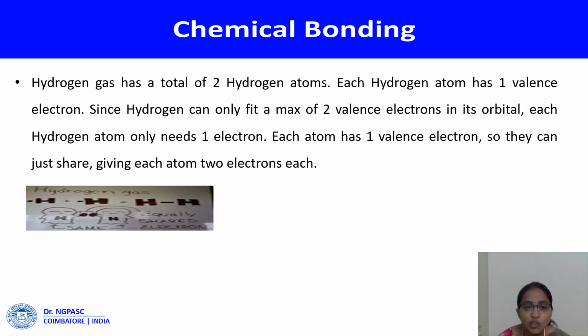Hydrogen gas is H2, two hydrogen atoms. Each hydrogen atom has one valence electron. Hydrogen can hold a maximum of two valence electrons in its orbital, or outermost shell. Each hydrogen atom only needs one more electron. Each atom has one valence electron, so by sharing, each atom gets two electrons. Two hydrogen atoms combining together give us H2 gas, that is the hydrogen gas formation.